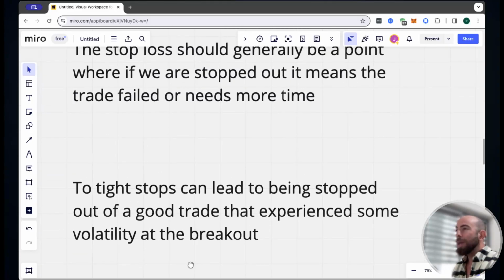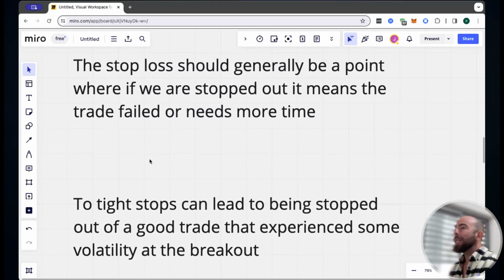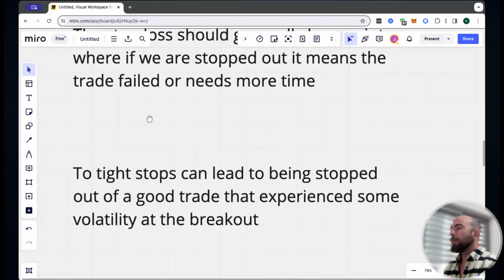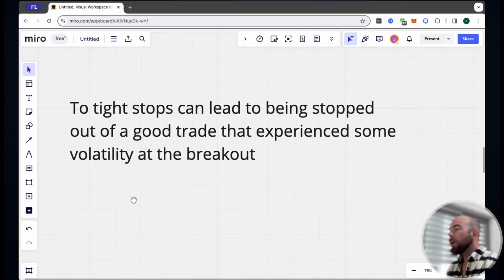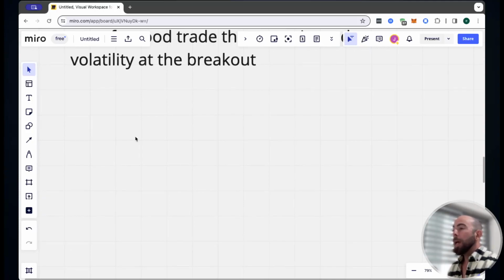Remember what we said. It needs to make sense that if you are stopped out, it means that more often than not, the trade has failed, right? Or just needs some more time. So with that in mind, remember, too tight can lead to being stopped out prematurely.